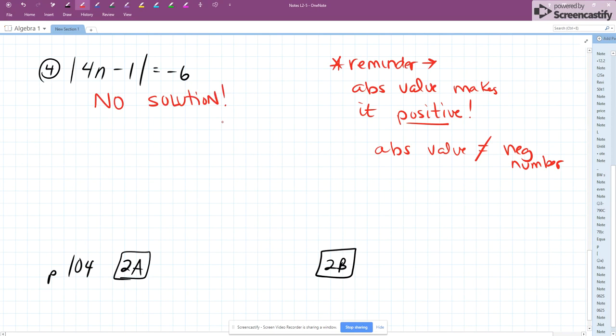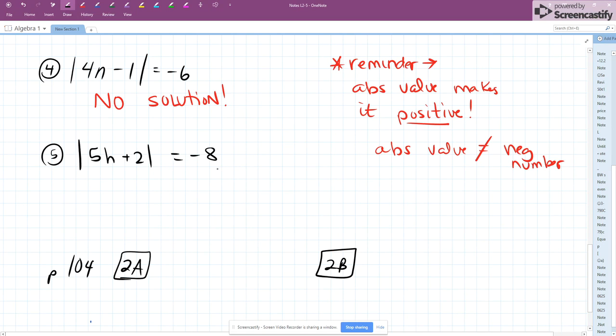This isn't possible. So if I gave you something like the absolute value of 5h plus 2 equals -8, you should automatically notice that the absolute value is trying to equal a negative number, and this cannot happen. Therefore, there is no solution.